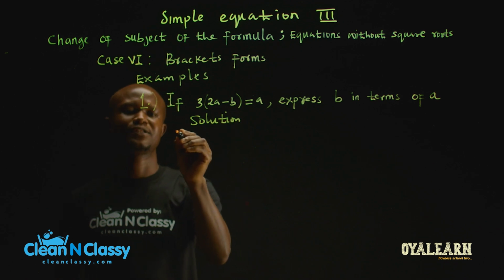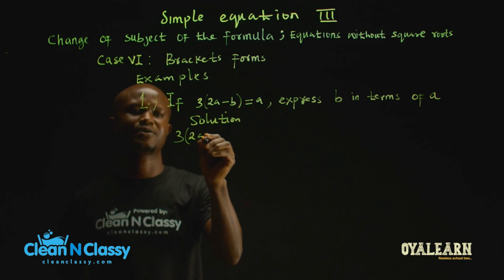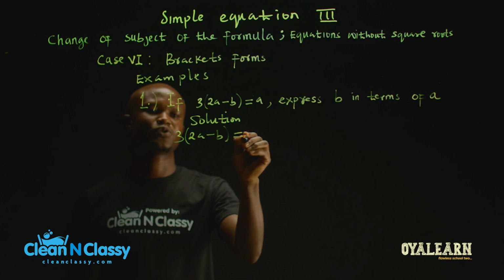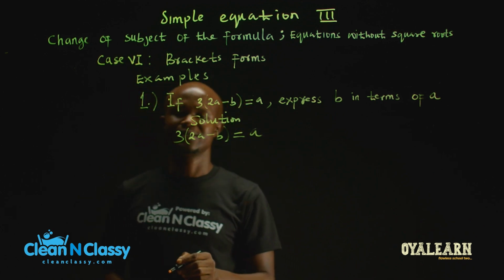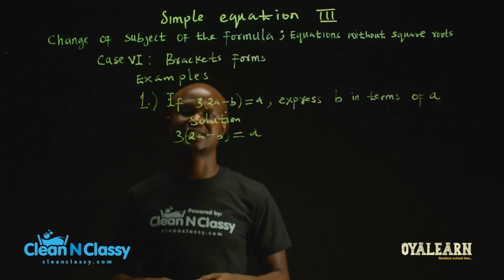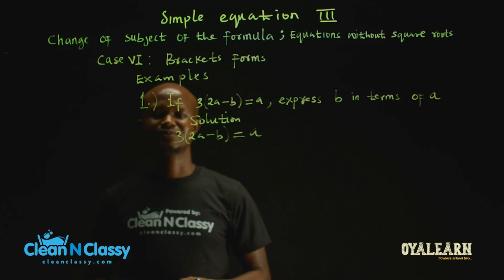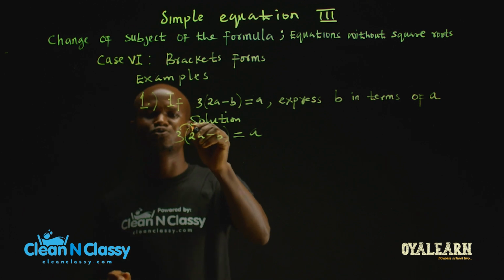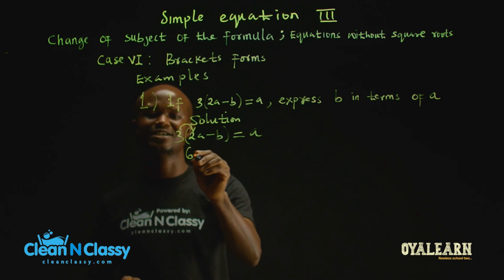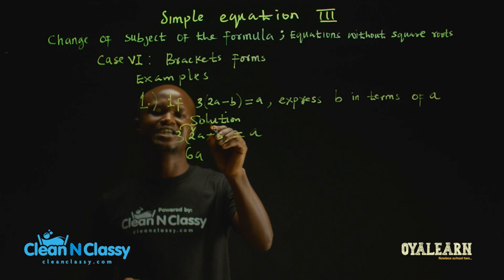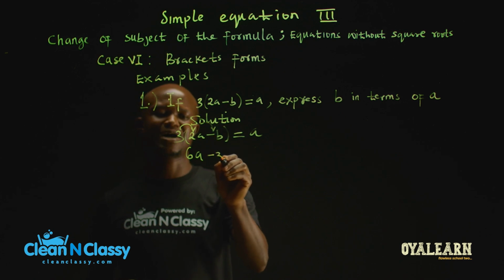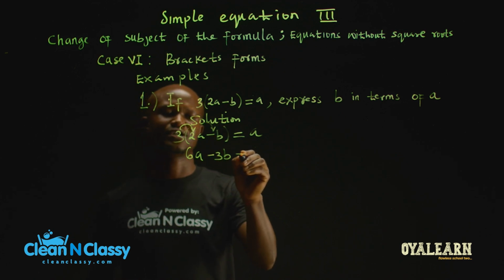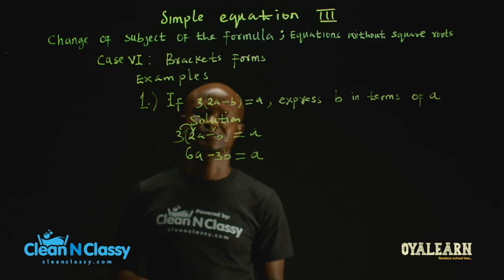We have 3 into bracket 2a minus b equals a. The first thing to do is to expand the brackets. Expanding the bracket, we have 3 times 2a, that is 6a, and 3 times minus b, we have minus 3b, equals a.